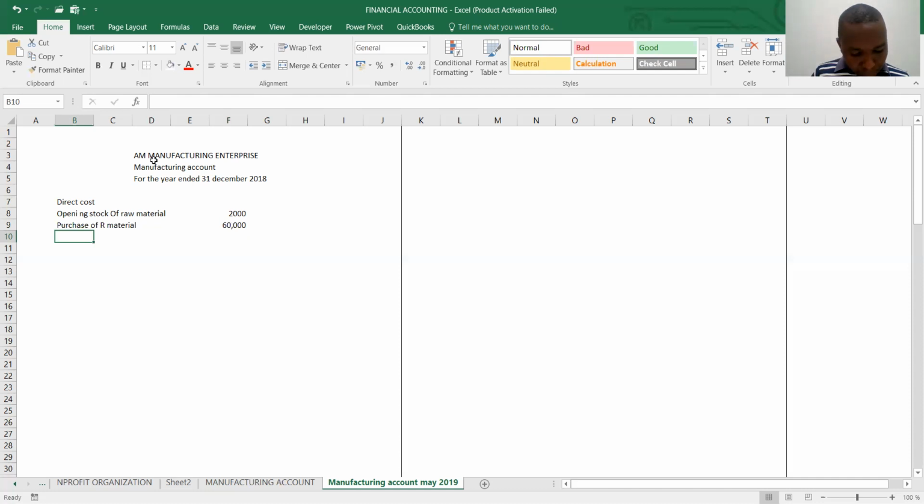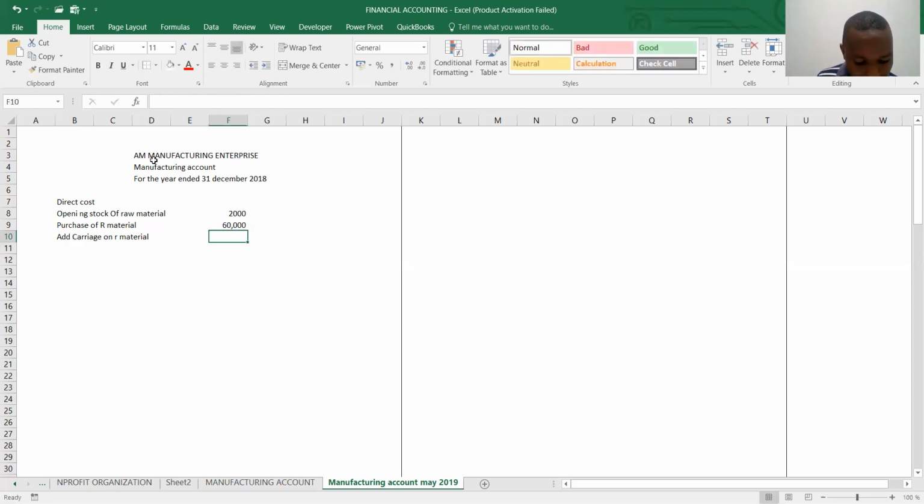Not from the format, but here we have carriage on raw material. We have not been told that it is carriage inward or carriage outward. Depending on the format they have given us, if it is carriage outward, they would have debited that amount, right? So we add. So when we add, it is carriage inward. So we add carriage on raw material.